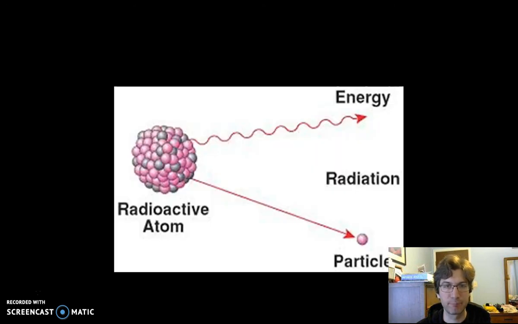It's just light. So here we have a nice picture that you're going to see a lot of in the next video. We do have our radioactive atom. It's going to go through radioactive decay. It's going to give off a particle, whether that's an alpha particle or a beta particle. And it's going to give off energy, which is your gamma radiation or your gamma decay.